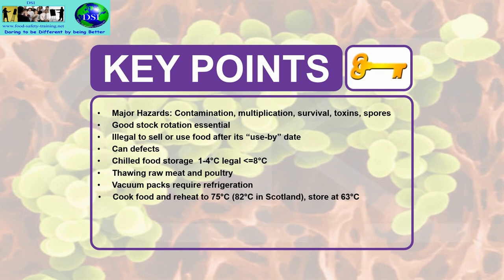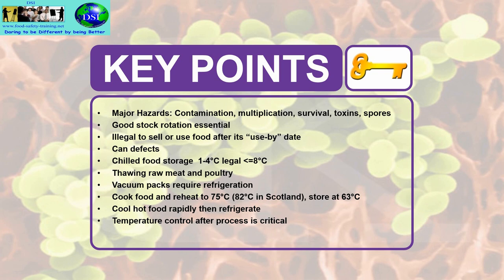Cook food and reheat to 75 degrees C, weirdly 82 degrees C in Scotland, and store at 63 degrees C or above if you're keeping it hot for service. Cool hot food rapidly, then refrigerate it. If you cool it rapidly, it's preferable to use blast chillers if possible. And temperature control after process is critical. And the cook chill, cook freeze, and sous vide processes we looked at, and there were various benefits put forward for those processes.